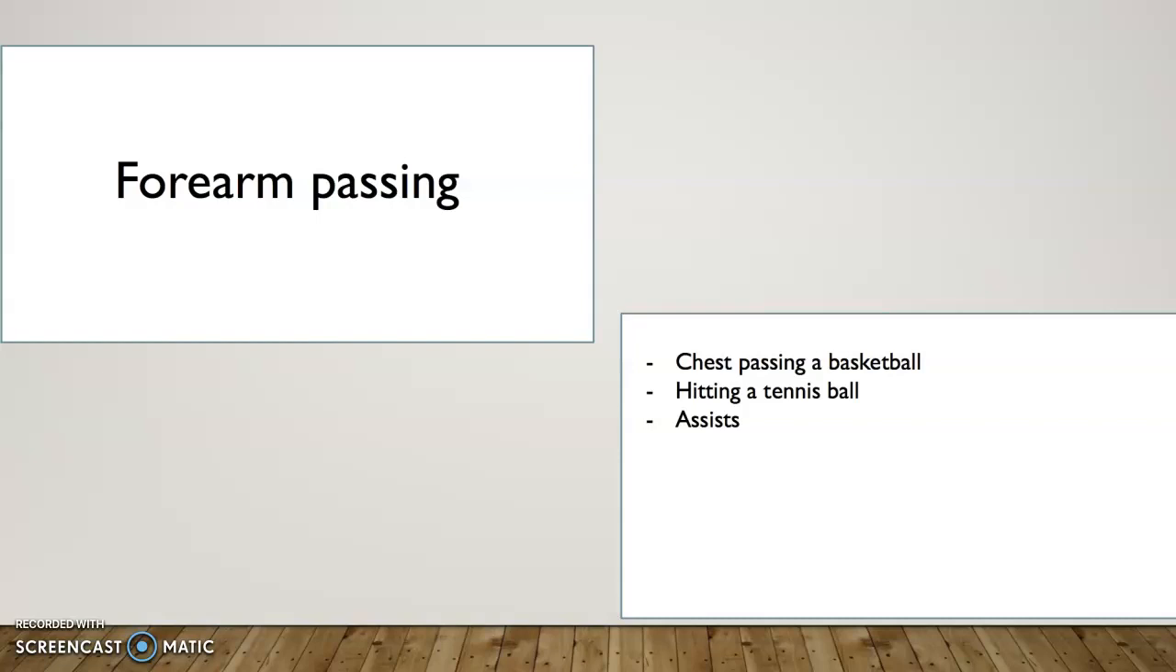Ways you can relate that are chest passing a basketball, hitting a tennis ball, or any kind of assist in any kind of sport. And then I would have the children go back to their desk and write a sentence relating it to something in their lives or to a sport that they know very well to help them understand the specific vocabulary.